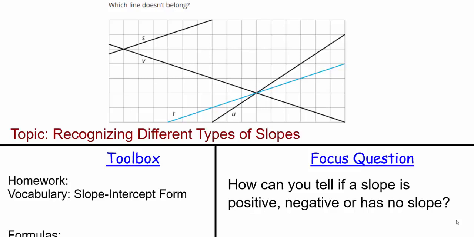Today, our topic is recognizing different types of slopes. And our focus question: how can you tell if a slope is positive, negative, or has no slope? So, go ahead and take a look at the warm up and see if you can figure out which line does not belong.